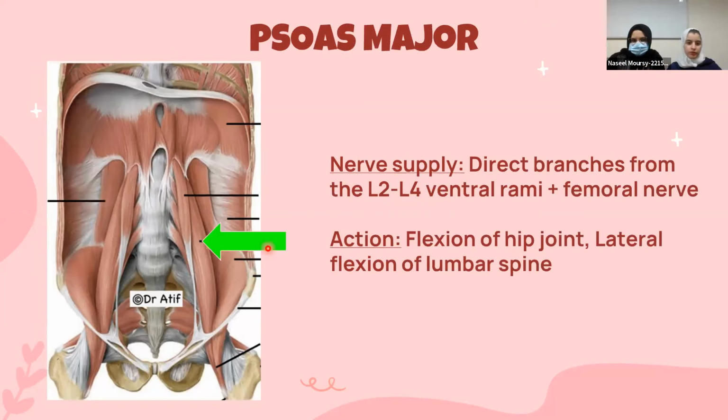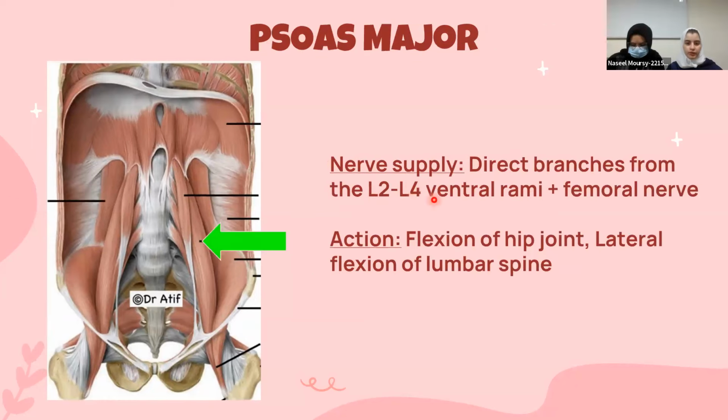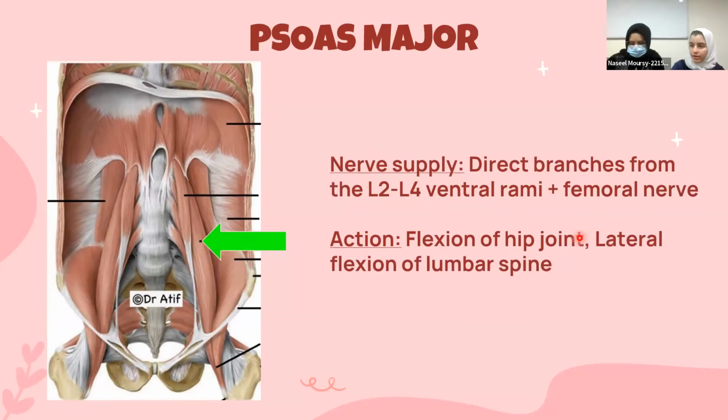Now psoas major. Everyone likes this one because it's very simple. Okay. Its nerve supply is also from L2 to L4, but the previous one was the first four, so L1 to L4. Okay. But here it's L2 to L4 ventral rami and the femoral nerve. Okay, so this is different. Now the action, which is why everyone likes it, is flexion of the hip. Okay, but it also has lateral flexion of the lumbar spine, but the main action is flexion of the hip. Okay. Now, obviously, psoas minor would be the same thing.